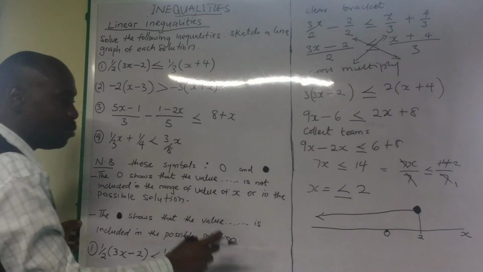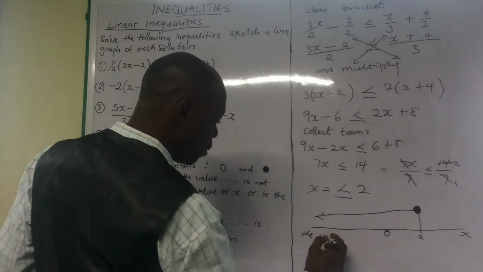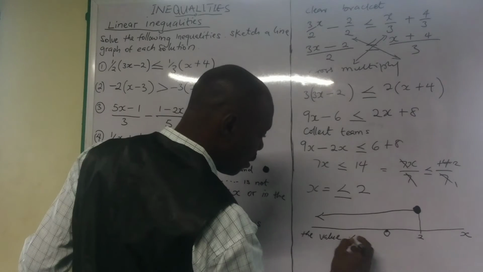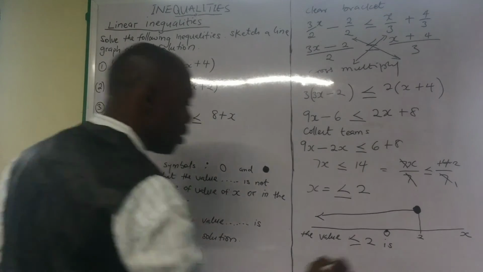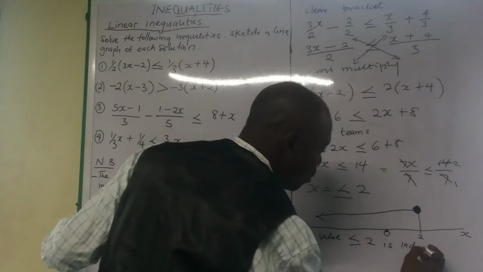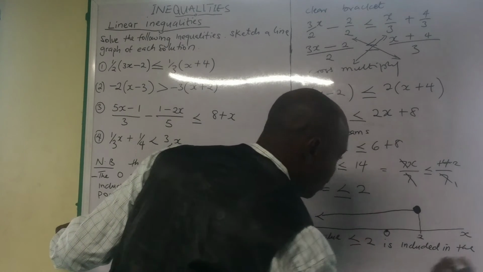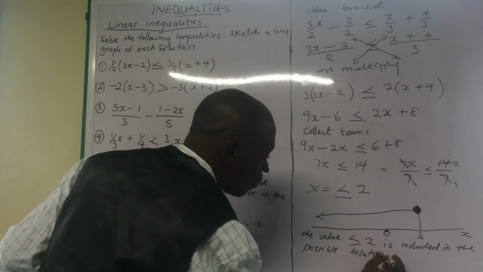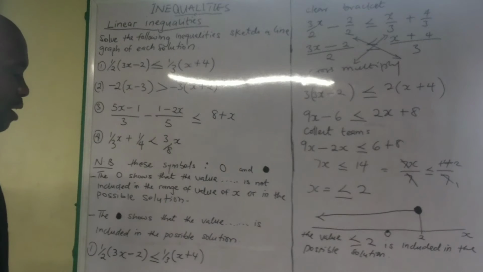That shows that the value less than 2 is included in the possible solution. So this is for the very first question.